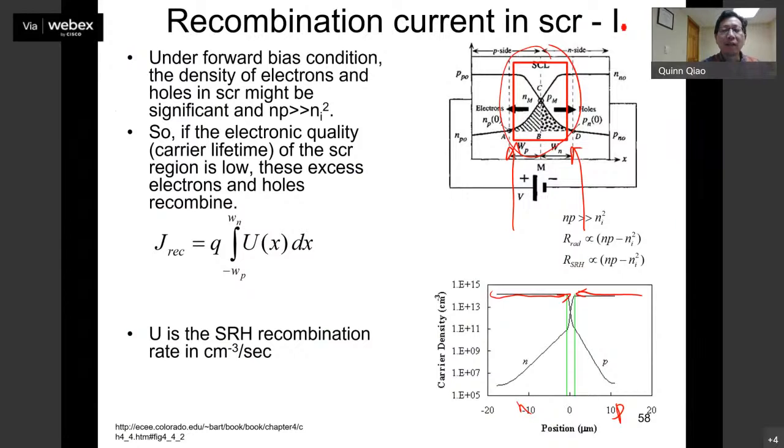Typically, this SCR is depleted, and it has a lot of positive ions on the N side and a lot of negative ions on the P side. You have a lot of defects there, a lot of extra charge, and all of this will help SRH, which is typically trap-assisted recombination. That will happen so quickly and so significantly, especially since silicon is an indirect band gap semiconductor.